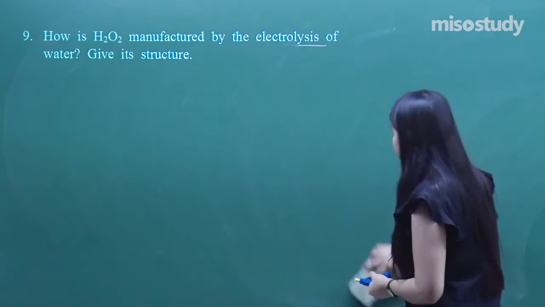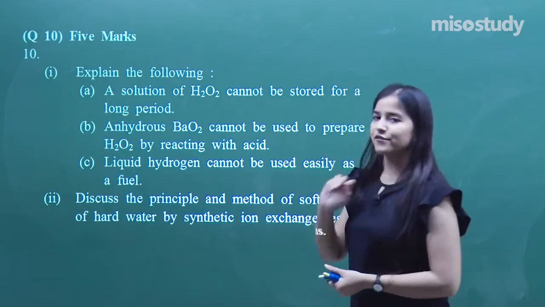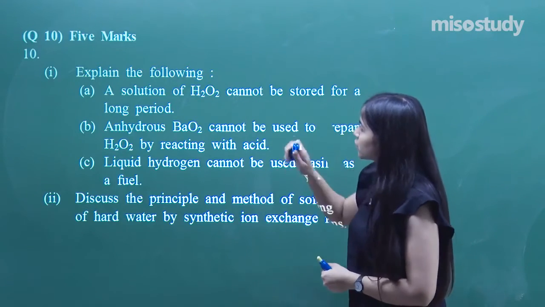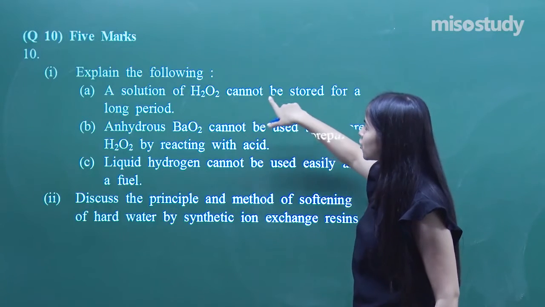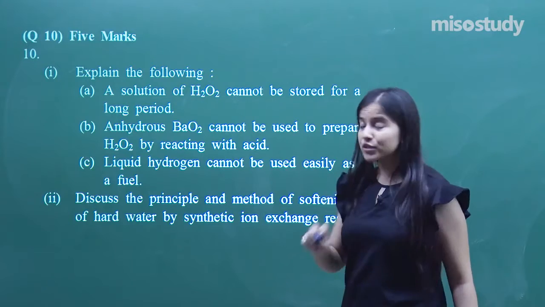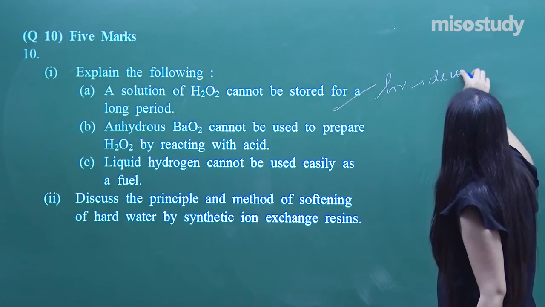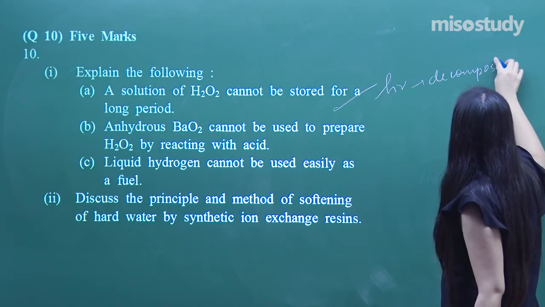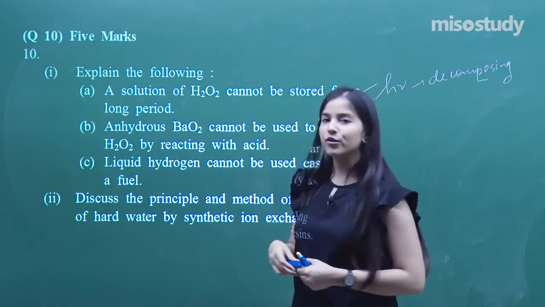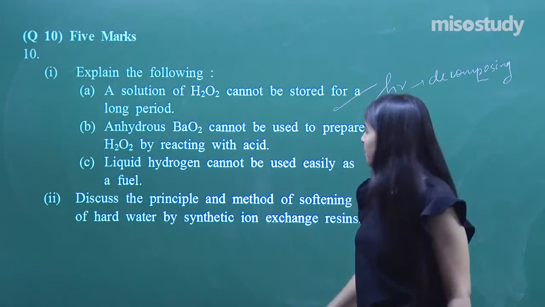So let's move on to the next question, in fact the 10th question, and that too a 5-mark question. Now it's very interesting. Explain the following. The first part says a solution of H2O2 cannot be stored for a longer period, because we know that in the presence of sunlight it starts decomposing. So it slowly decomposes, and that is why I cannot store it for a longer period of time. That is why we add stabilizers like urea to it.